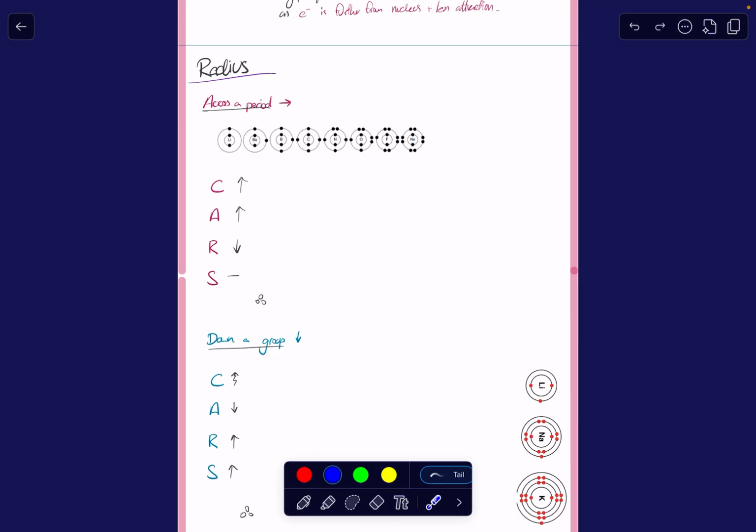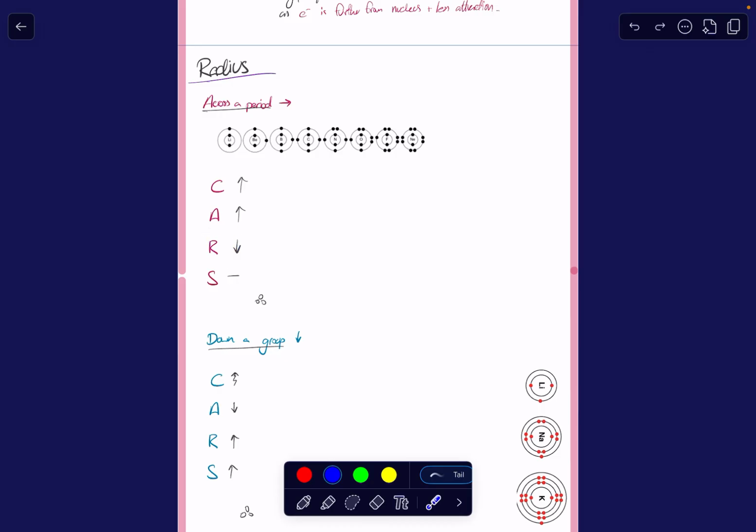My radius decreases. I'm not increasing any shells. This is all going to be in the same shell. We're just adding electrons to the same shells. Therefore, this is where we go back to that radius. Across the period, the radius will decrease.